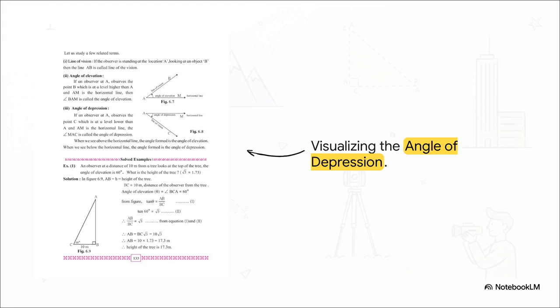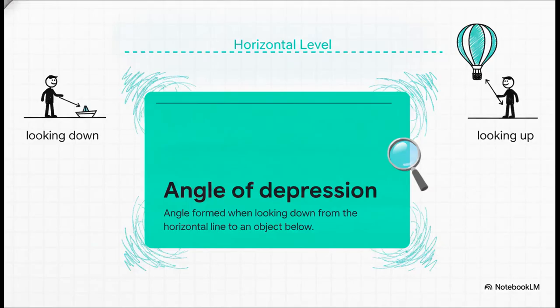Now, consider the exact opposite situation. Let's say you are standing on a high balcony, looking down at a car parked on the ground. When we draw our horizontal line straight out from your eye level this time, the angle formed by your eyes looking down is called the angle of depression. To solidify our definition here, the angle of depression is formed when the object being viewed is below your horizontal level. Just remember this simple rule. Looking up gives you an angle of elevation, and looking down gives you an angle of depression. It really is that straightforward.